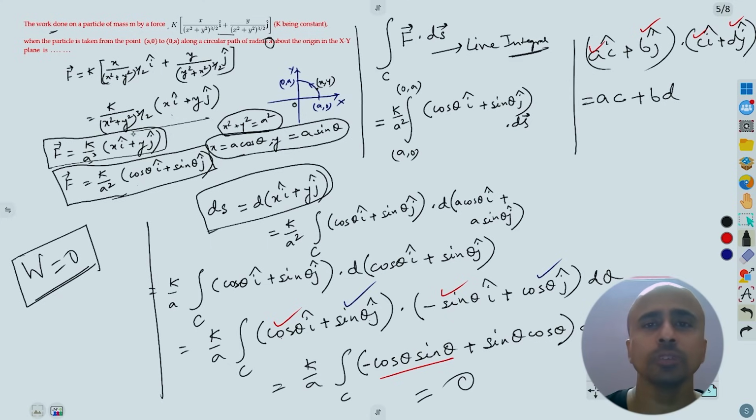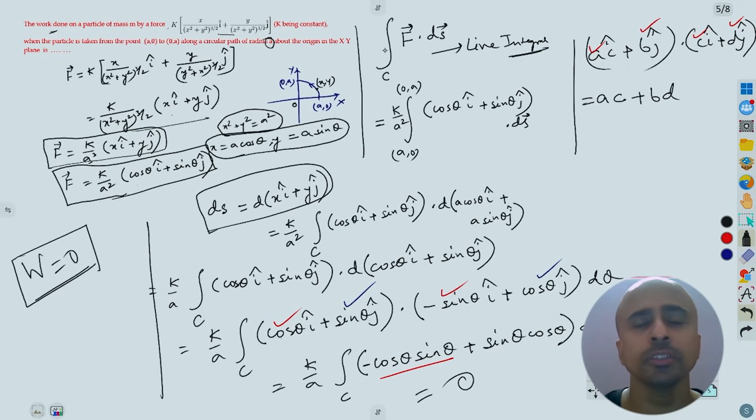Now let's come to the definition of work done. What is work done? Work done is defined by this line integral. In this case, we need this formula: the integral of F dot ds along the path C. Okay, F dot ds we know. The new thing is this integral formula.